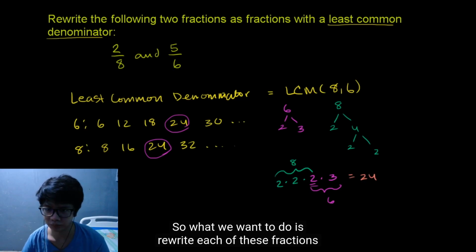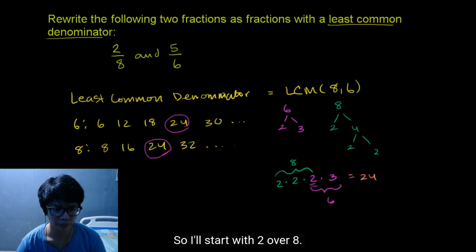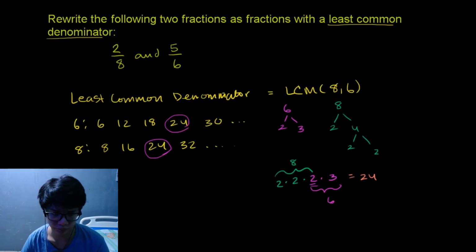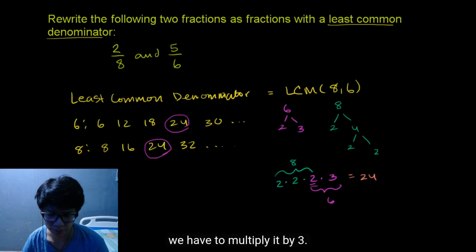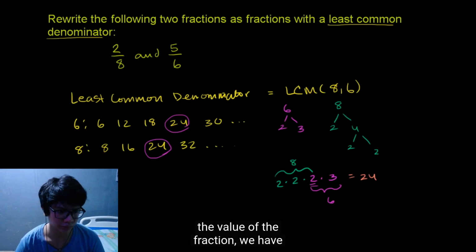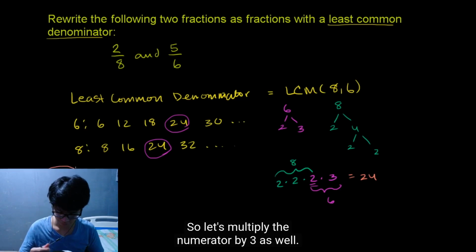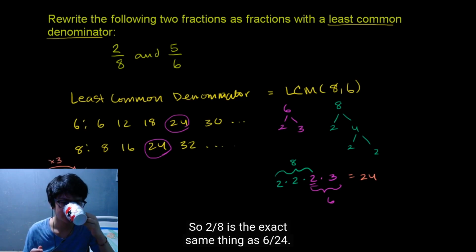So what we want to do is rewrite each of these fractions with 24 as the denominator. So I'll start with 2 over 8. I want to write that as something over 24. Well, to get the denominator to be 24, we have to multiply it by 3. 8 times 3 is 24. And so if we don't want to change the value of the fraction, we have to multiply the numerator and the denominator by the same thing. So let's multiply the numerator by 3 as well. 2 times 3 is 6. So 2 eighths is the exact same thing as 6 24ths.